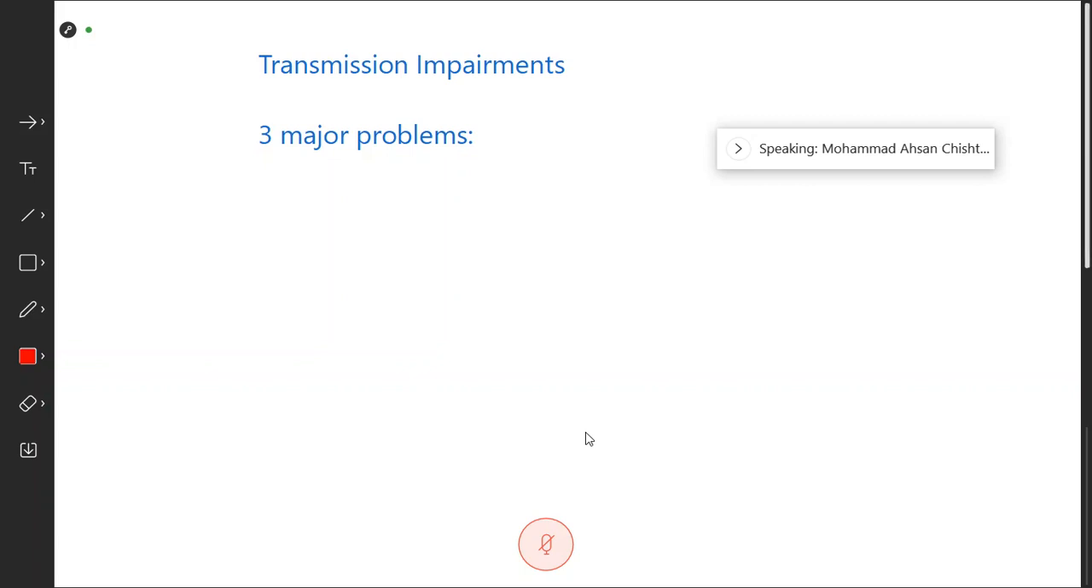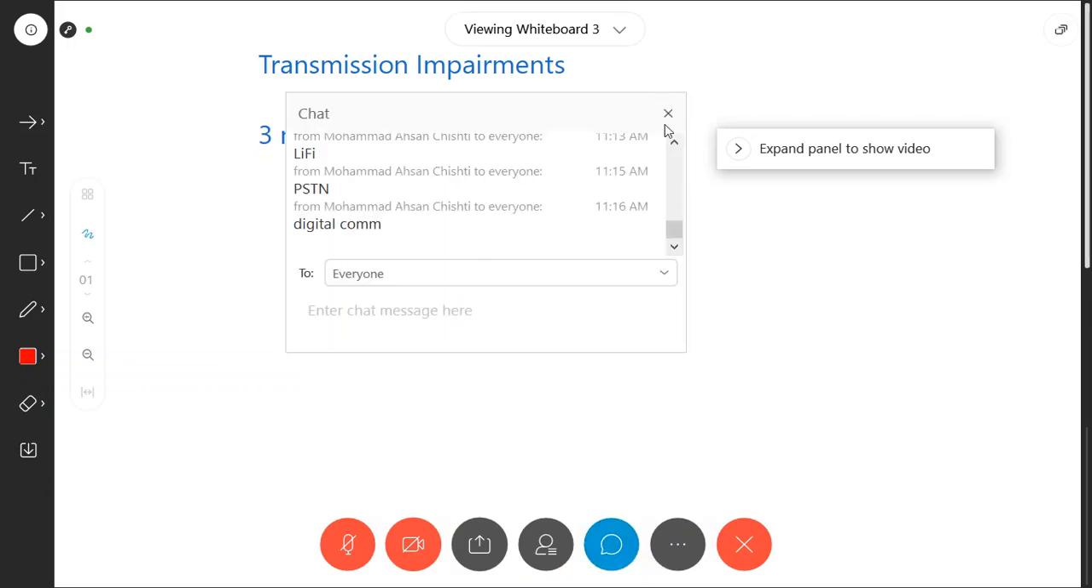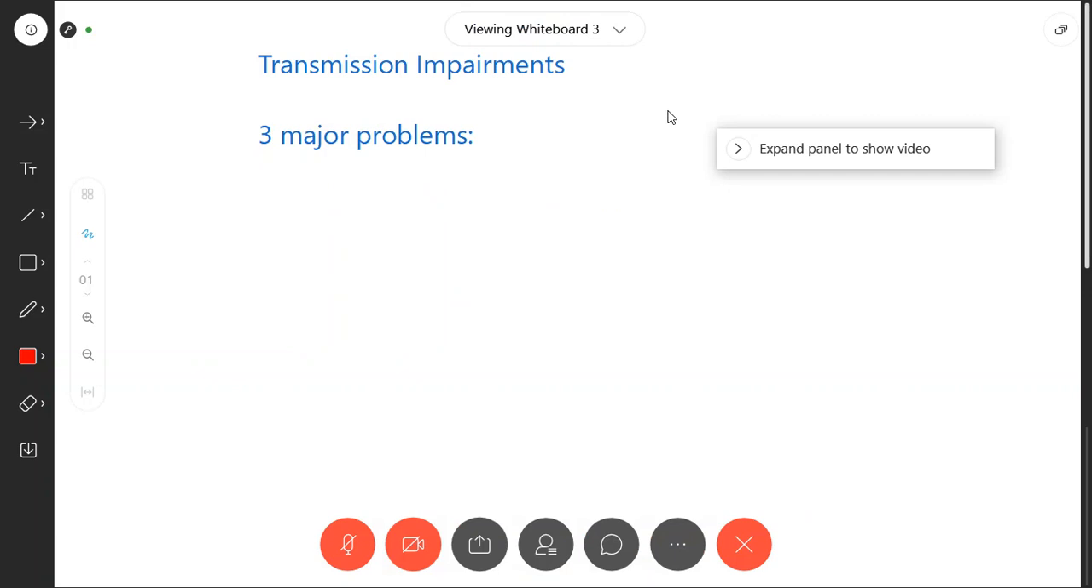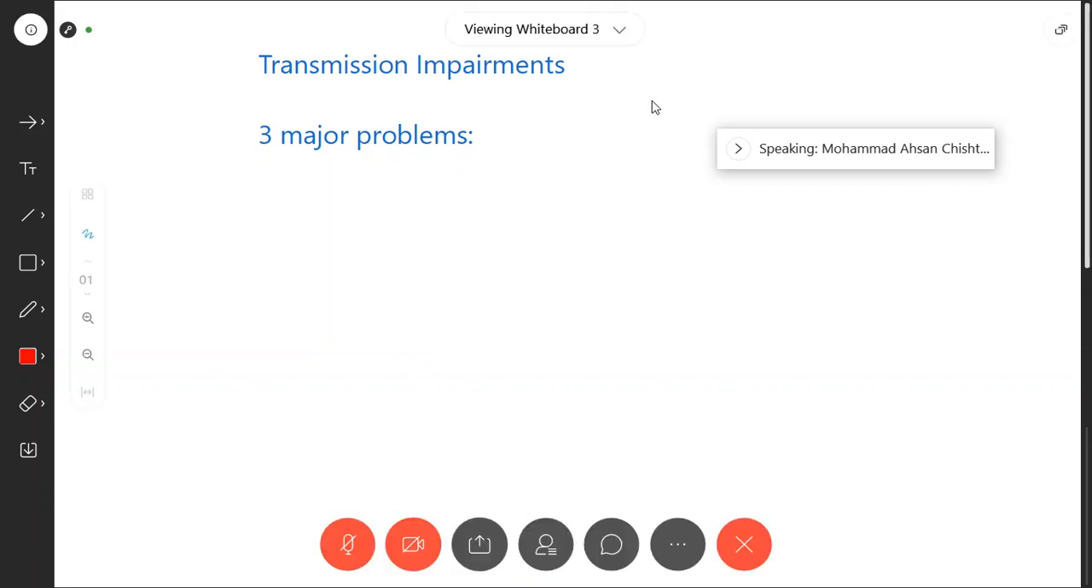So the third one is noise. I'll just end this up. Noise. So what is noise? Noise is basically some extra or unwanted energy while you are sending a signal from source to transmitter. It can be at the source, it can be at the transmitter, it can be in between. Several types of noise are there.